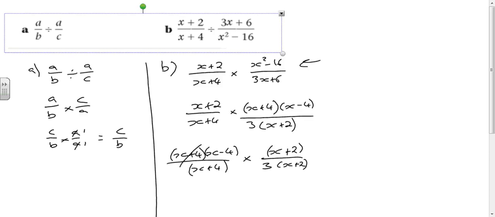Now x plus 4 can cancel with x plus 4, and again, if we've cancelled everything, we can leave a 1 on the bottom. Cancel the x plus 2 with the x plus 2, again leaving a 1 on the top. So we're going to end up with, on the top, x minus 4 times by 1, which is just x minus 4, over 1 times 3, which is just 3. So x minus 4 over 3.